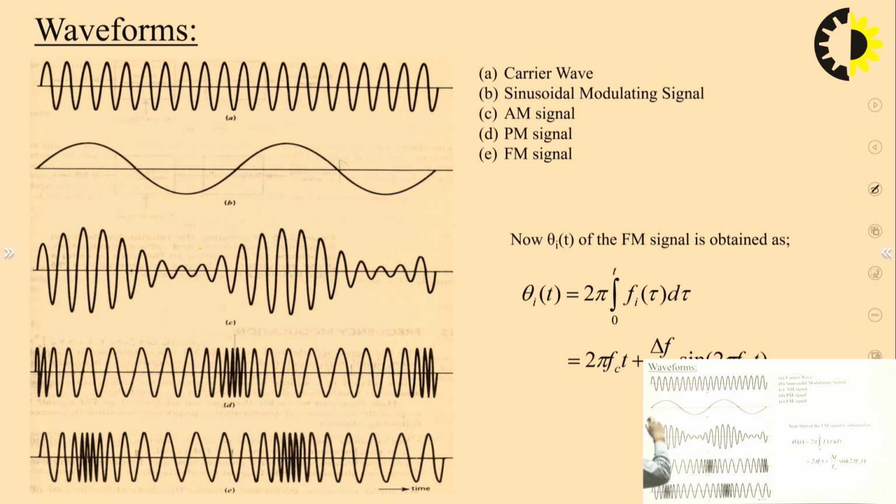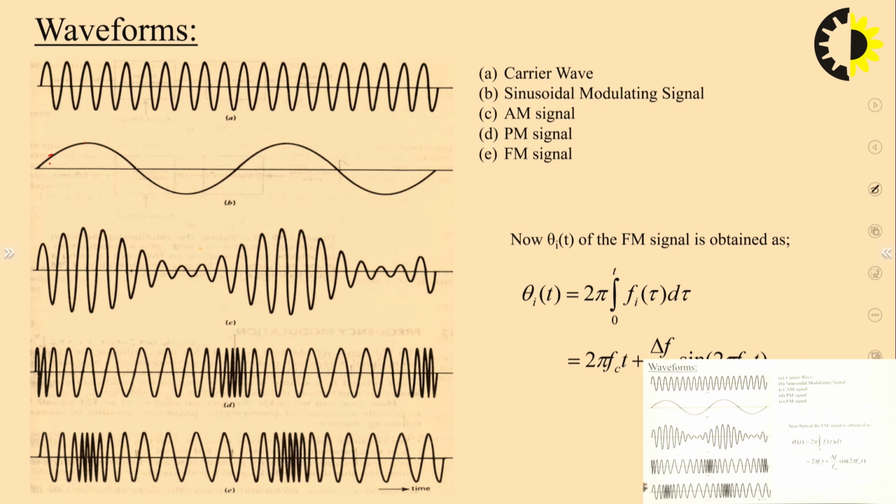Why? Because here the amplitude of the carrier signal is varied in accordance with the instantaneous value of the message signal. Here you can see there is a low value of the message signal, then you will get the low amplitude. Here you can see the value of the message signal is high, then you will get the maximum value of the amplitude here. So this is the variation in the amplitude. That's why we call this amplitude modulation here.